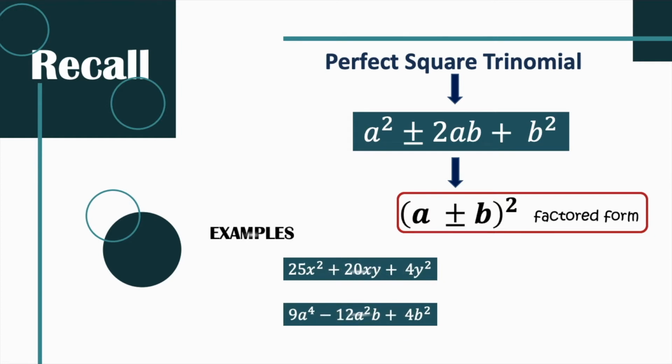Examples: 25x squared plus 20xy plus 4y squared, and 9a to the fourth minus 12a squared b plus 4b squared. The factored forms are the quantity 5x plus 2y raised to 2, and the quantity 3a squared minus 2b raised to 2.